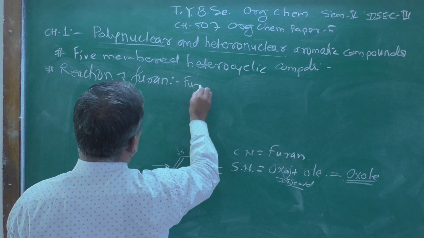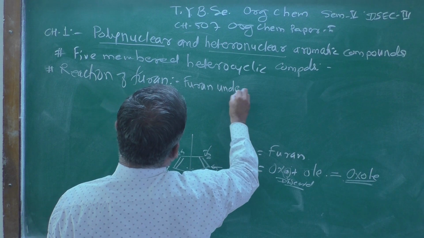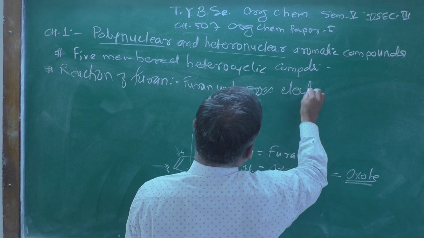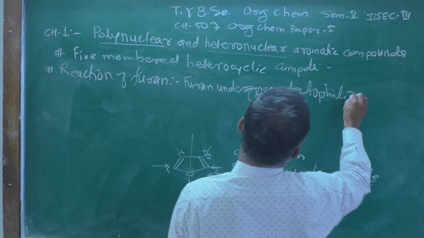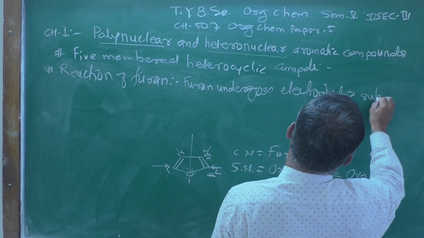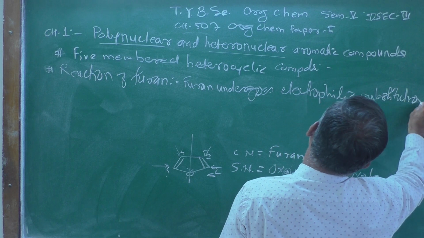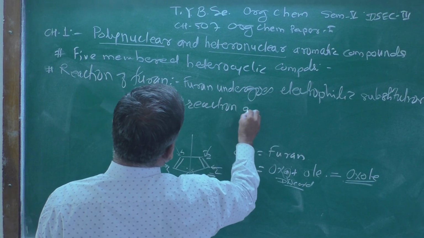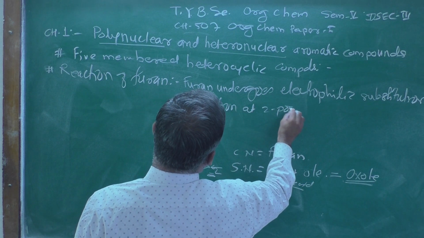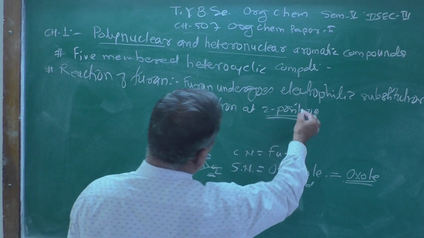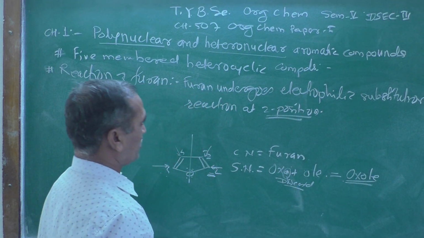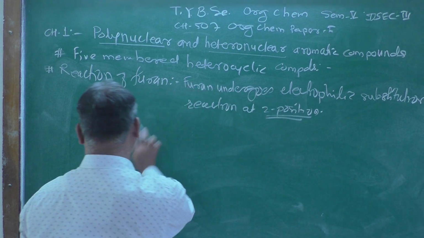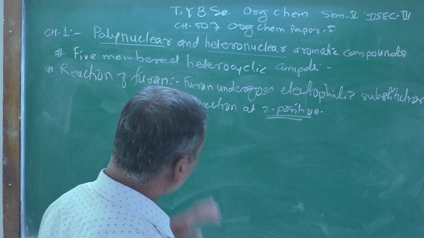Furan undergoes electrophilic substitution reaction at 2 position. You can underline here at 2 position. Why does it undergo substitution at the 2 position? Let's see here the reason behind it.